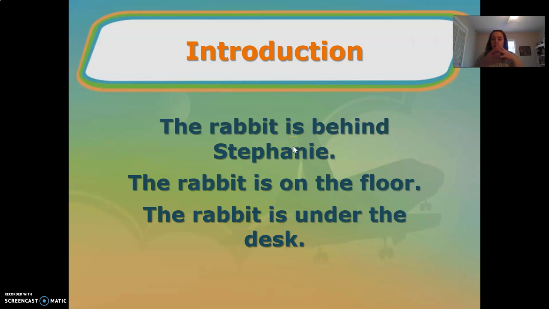Not relationship like friendship, but relationship as like the location of two things, how they are related to each other in the room or in the space. The rabbit is on the floor. On is a preposition connecting rabbit and floor. The rabbit is under the desk. Rabbit connected to desk. Under is the preposition.